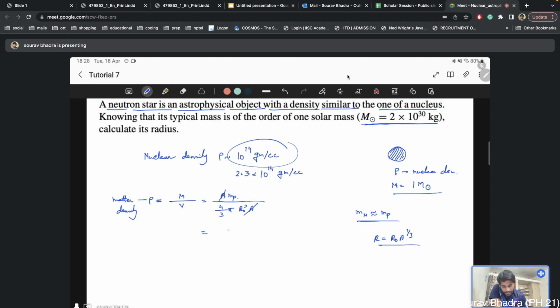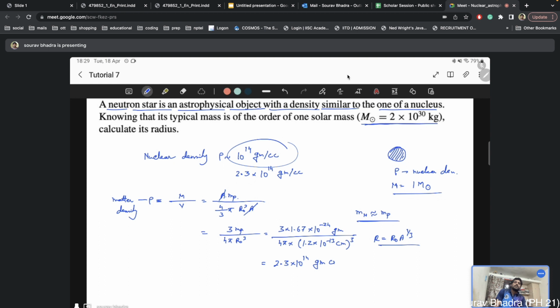So if you put that, that will be 3 mp by 4 pi r0 cube, and mp is actually the mass of a proton, 1.67 times 10 to the power minus 24 gram. r0 is 1.3 or 1.2 femtometer, whatever, this is in the range. So if the question is there, the value of r0 will be given, so put that value. Here I have put 1.2. So this will give you 2.3 times 10 to the power 14 gram per centimeter cube.